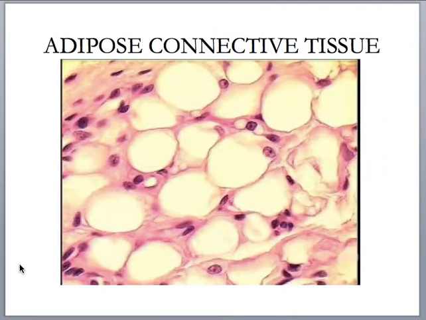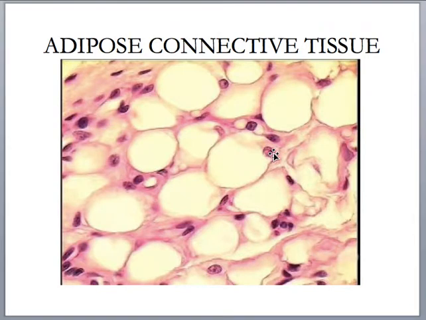Adipose connective tissue. This is considered a loose type of connective tissue. So adipose, you think fat, right? Each one of these cells, this is an adipocyte. Adipocyte is a fat cell, right? And you can see it has this big abundant white space. And look at this nucleus. It's all pushed to the far periphery of the cell, right?